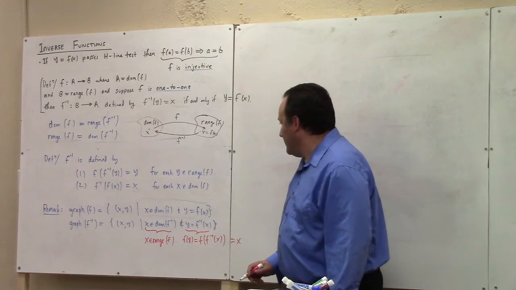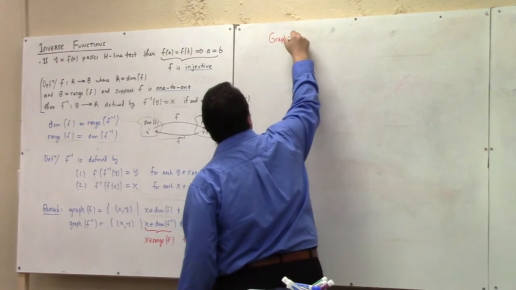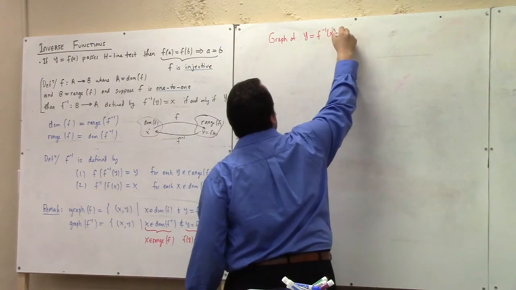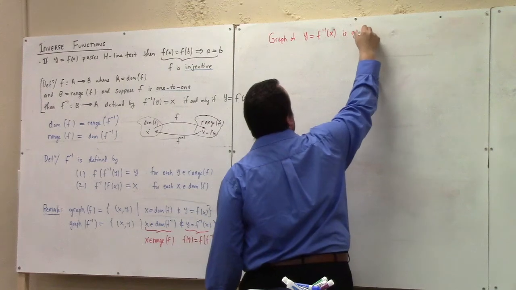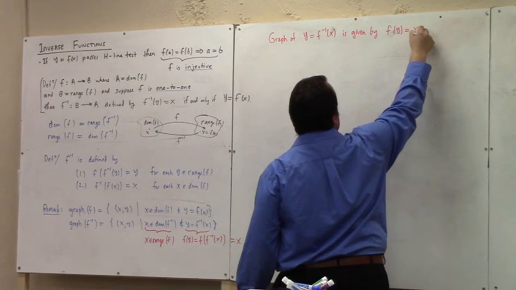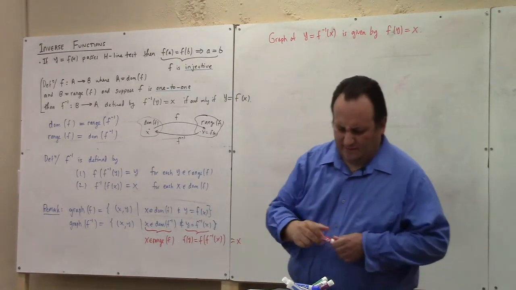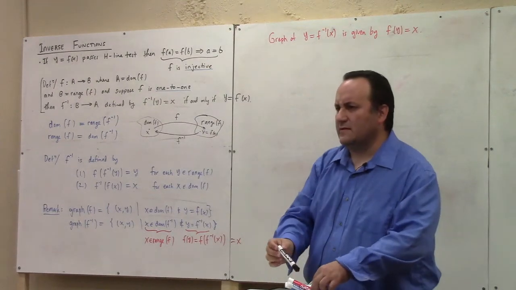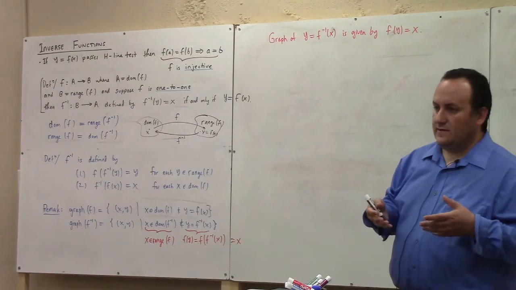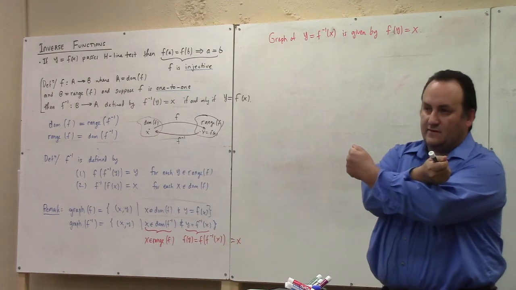So what I'm trying to tell you here is that the graph of y equals f inverse of x is given by f of y equals x. What is that? You're like, well, that's really weird. What do you mean by that? What I mean is if you want to graph the inverse of a function, all you do is switch the roles of x and y. And that gives you the graph of the inverse.